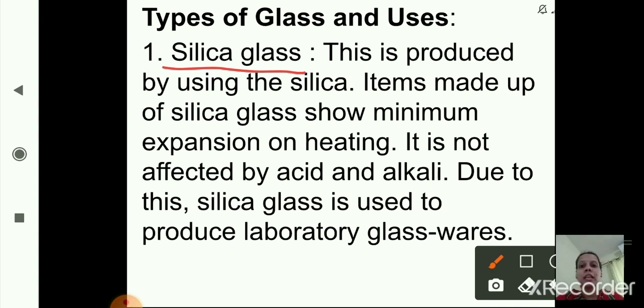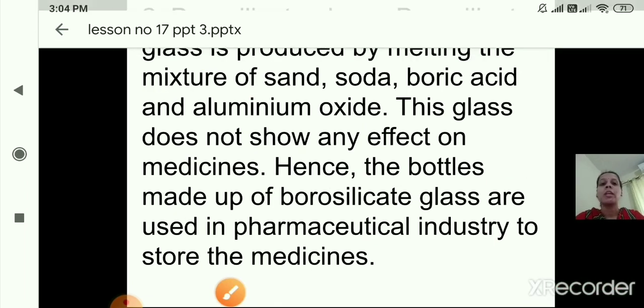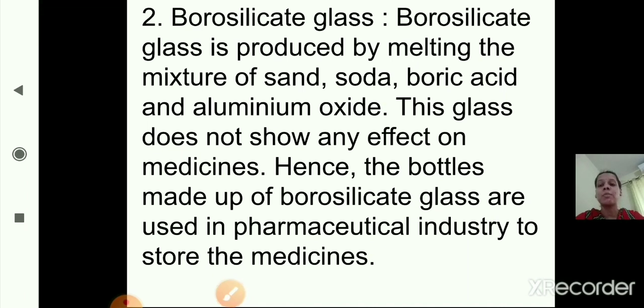Now we'll see the second type of glass, that is borosilicate glass. Borosilicate glass is produced by melting the mixture of sand, soda, boric acid and aluminium oxide.